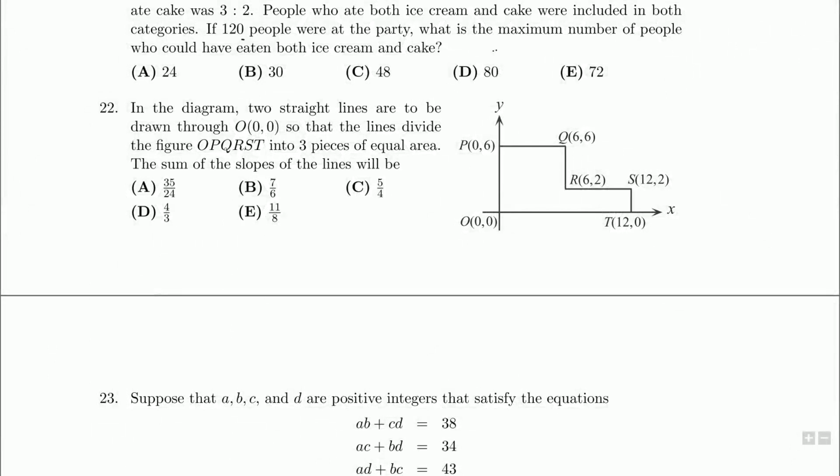We're on question 22 of our Fermat paper, which reads as follows. In the diagram, two straight lines are to be drawn through the origin, so that the lines divide figure OPQRST, all the way through there, into three pieces of equal area. The sums of the slopes of the lines will be.